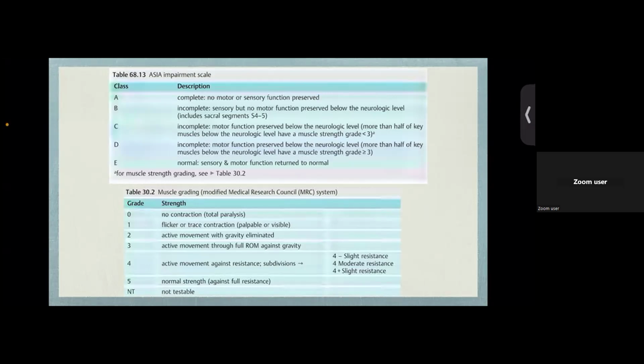More than half of key muscles below the neurologic level have muscle strength less than grade 3. Class D, incomplete, motor function preserved below the neurologic level. More than half the key muscles below the neurologic level have muscle strength more than or equal to grade 3. And E is normal. Sensory and motor function return to normal. The table below is just a reminder of the muscle grading system from 0 to 5.